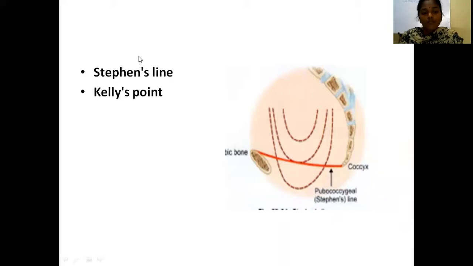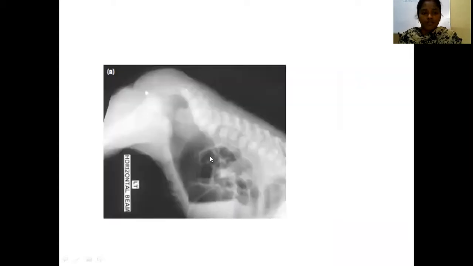On the basis of this Stephen's line, you will be dividing it into high anorectal malformation if it is above, intermediate if it is at the level of the pubococcygeal line, and if it is below, it is low anorectal malformation. See, this is the picture showing an invertogram. Invertogram is nothing but an X-ray taken in an inverted position.